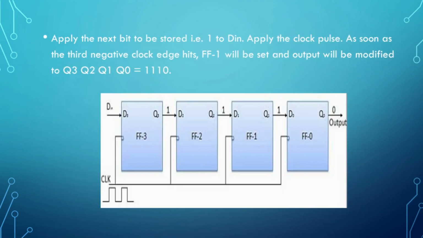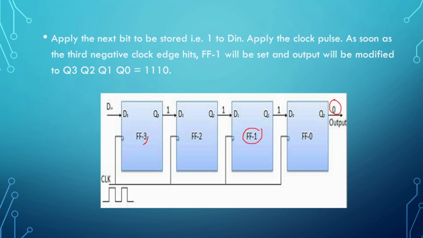Afterwards, you need to give flip-flop 1 the set condition. So you need to give 1 as an input here. Afterwards, the first three will be 1, and the last is given as 0. So Q3, Q2, Q1 and Q0 are 1, 1, 1, 0.